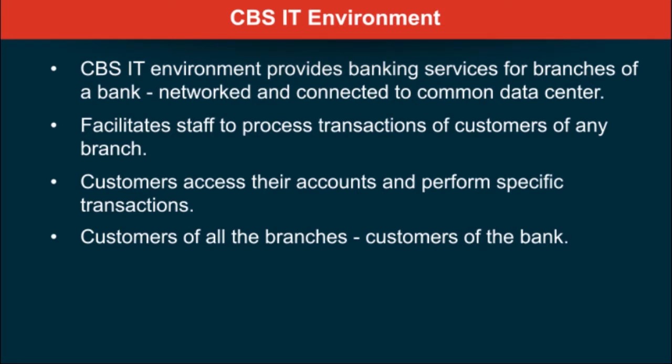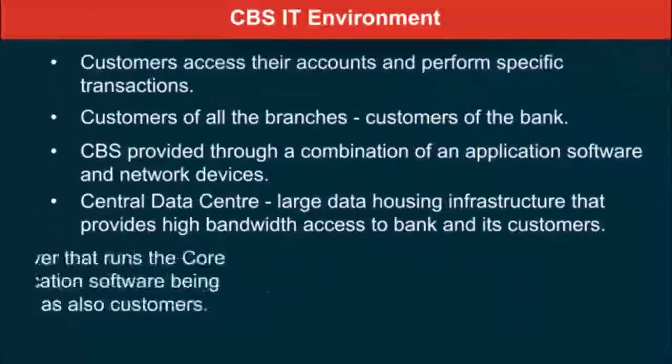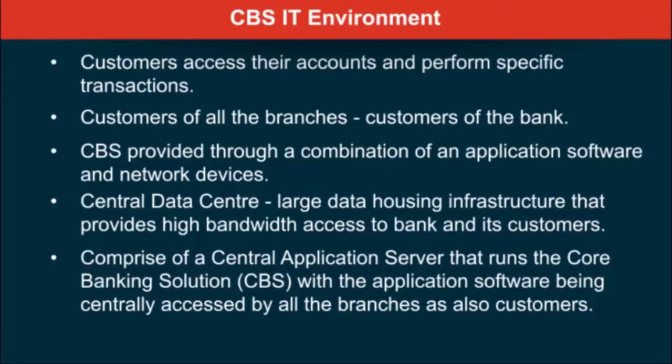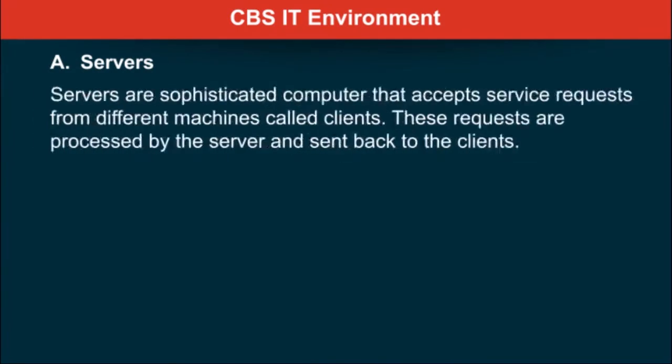And this happens through application software as well as network devices, right? That we have discussed. A centralized data center is there, and that comprises a central application server and application software which is centrally accessed. So this server, what does it contain? It accepts service requests from different machines, and that is called a client. And this is processed by that server and sent back to the client. Just like your computer, which is your desktop, this is a server which is remotely kept somewhere else. That's all you need to remember.